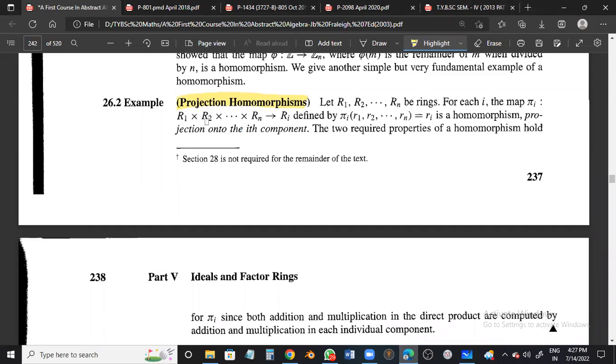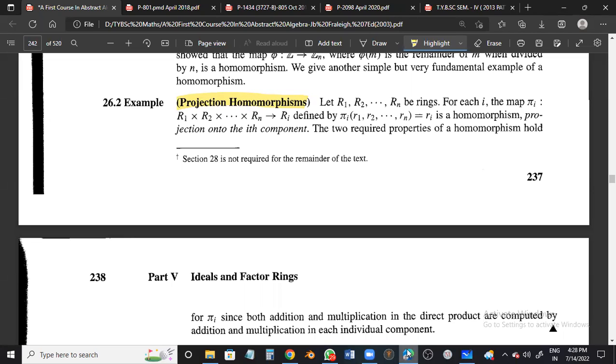Suppose you have R1 cross R2 cross and so on cross Rn, direct product of n rings, and pi i carries this cross product to Ri. So R1 belongs to first, R2 belongs to second, Rn belongs to the last one. And what does pi i do? Pi i carries this whole tuple to simply Ri. So the ith component is the answer. So this itself becomes a homomorphism. How would you say it is a homomorphism?